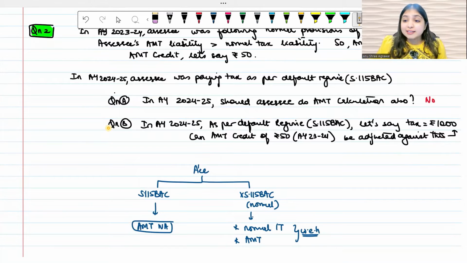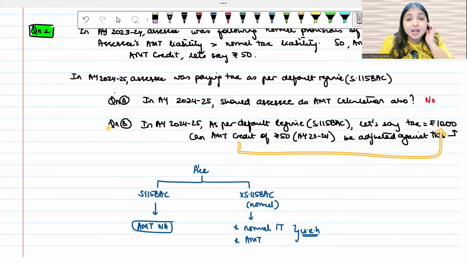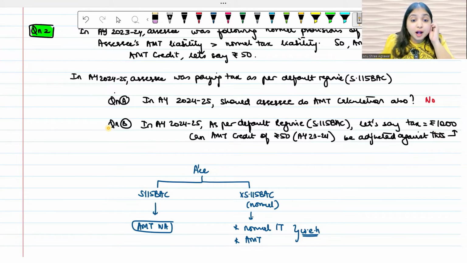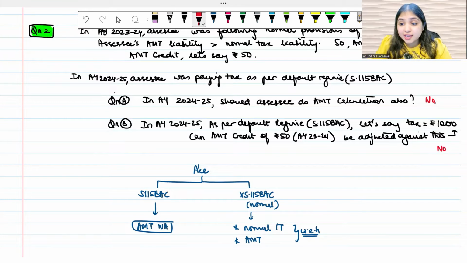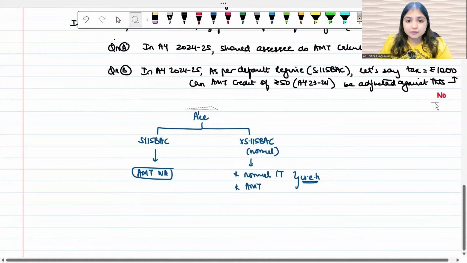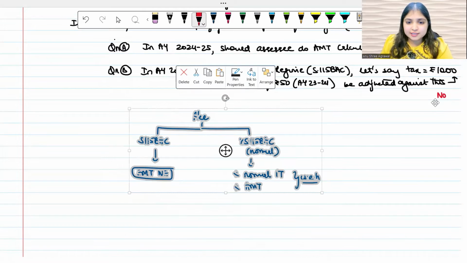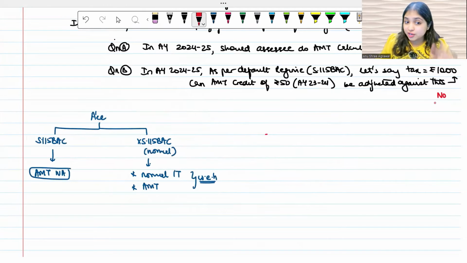No. Had this tax liability been as per the normal provisions, I would have subtracted the AMT credit against it. But if my assessee is following 115BAC, then against the 115BAC tax, the AMT credit you cannot adjust. So can you adjust AMT credit against 115BAC tax? No. For this also, I'll give you a small chart. You'll understand, there will be no scope of confusion left.